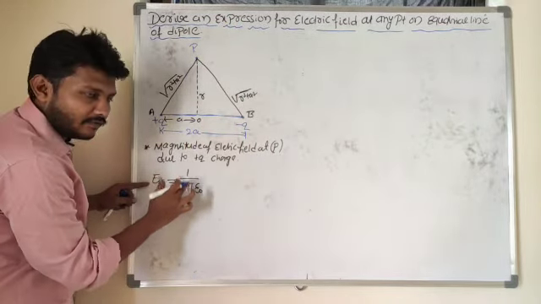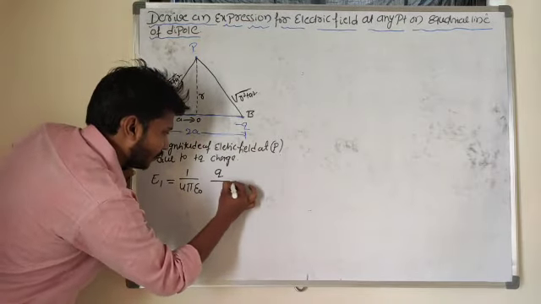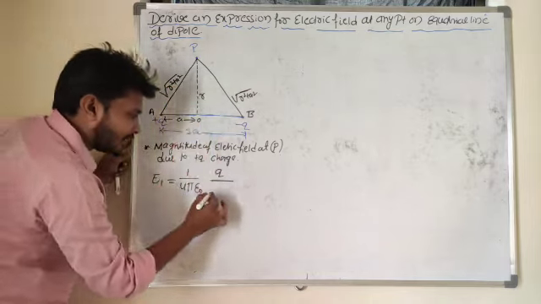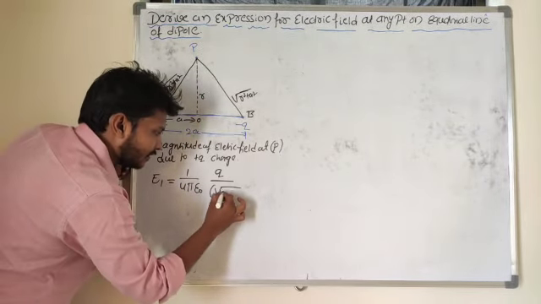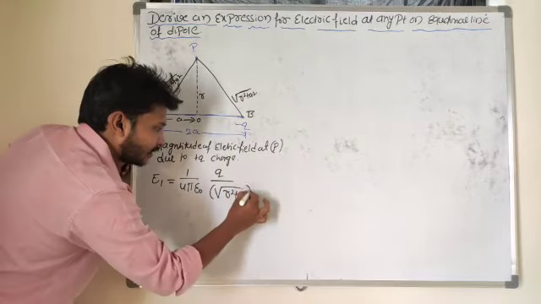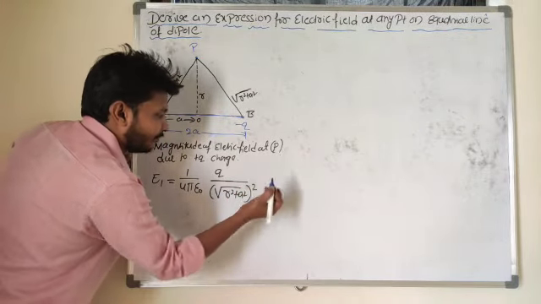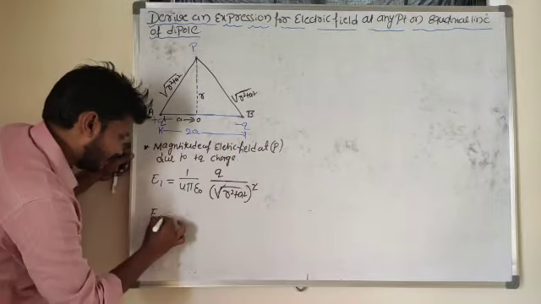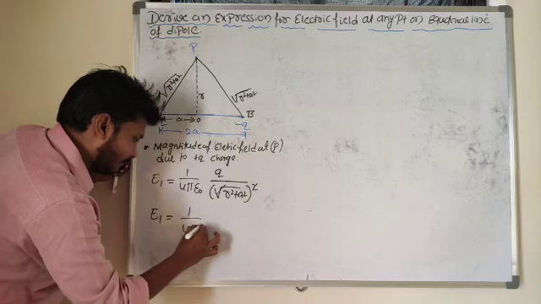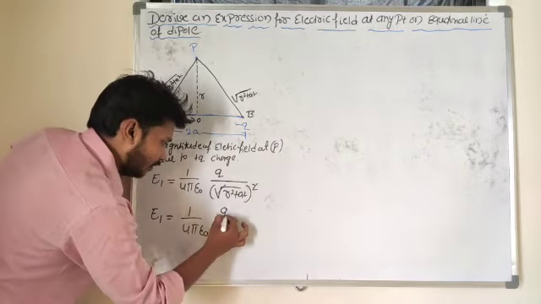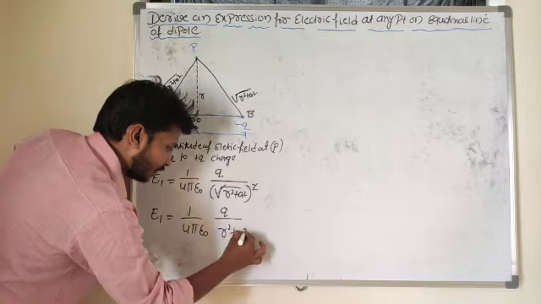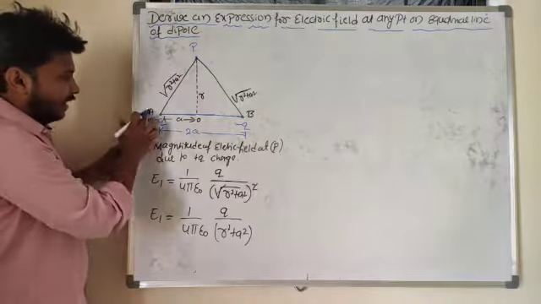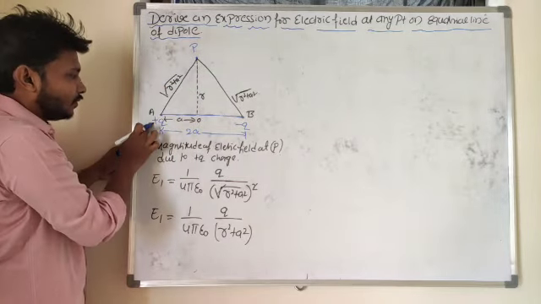So E is equal to 1 by 4 pi epsilon naught q divided by, what is the distance from A to P here? Square root of r square plus a square. So what is the distance here? Square root of r square plus a square whole square here. So square root of r square plus a square whole square, it is getting cancelled out here. So E1 is equal to 1 by 4 pi epsilon naught q divided by r square plus a square here. So did you get my point here? Electric field at point P due to a plus q charge.